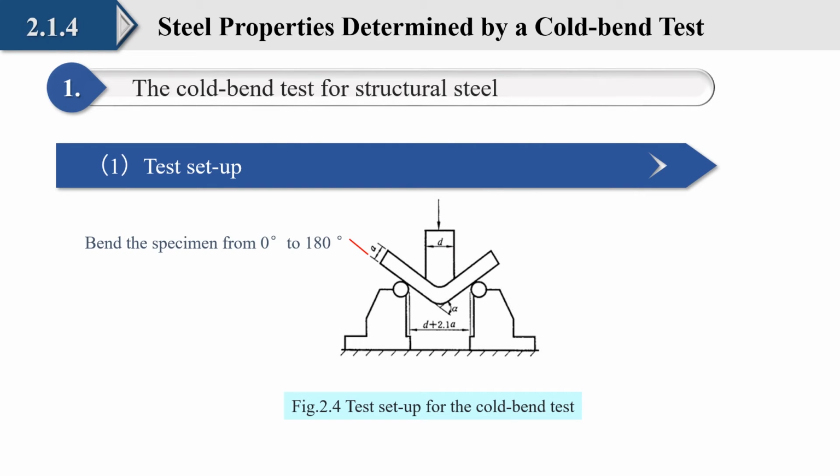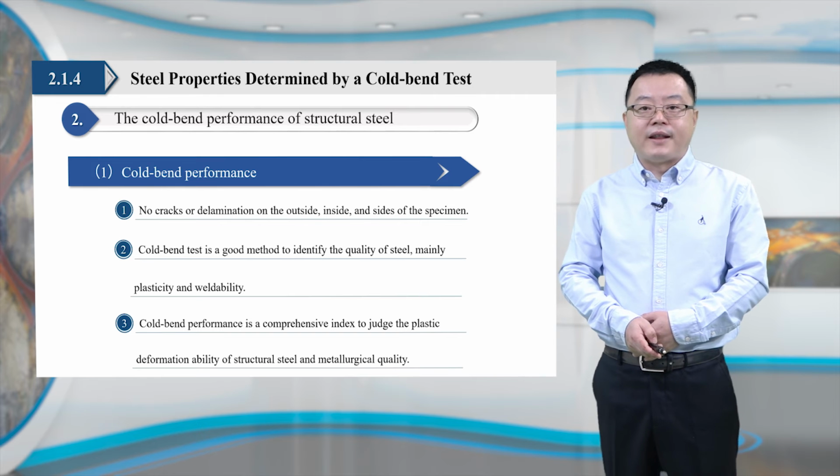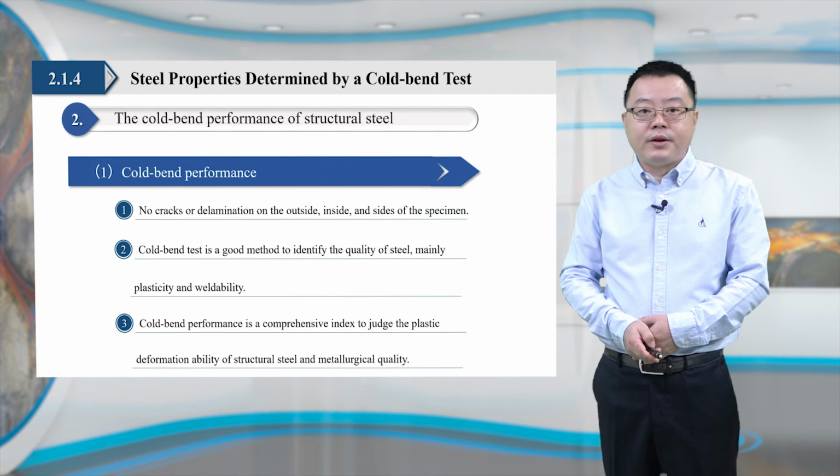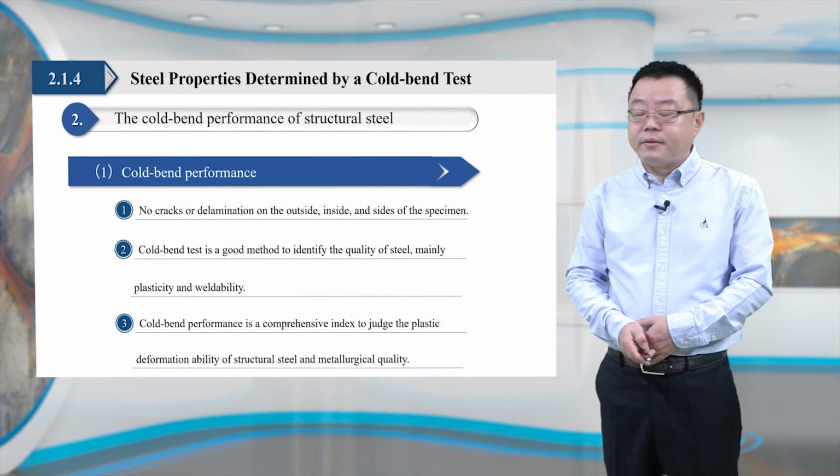Cold bend test is also one of the basic mechanical properties tests of steel. The test setup for the cold bend test is shown in Figure 2.4. Cold bend test is an excellent method to identify the quality of steel, mainly plasticity and weldability. Cold bend performance is a comprehensive indicator to judge the plastic deformation ability of structural steel and its metallurgical quality.